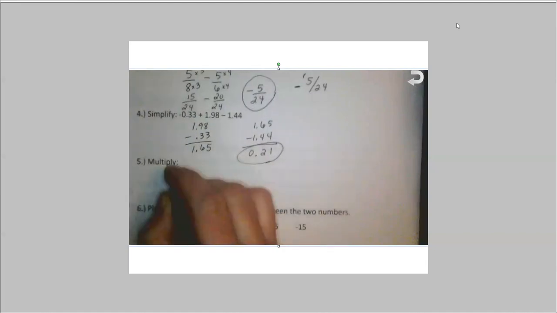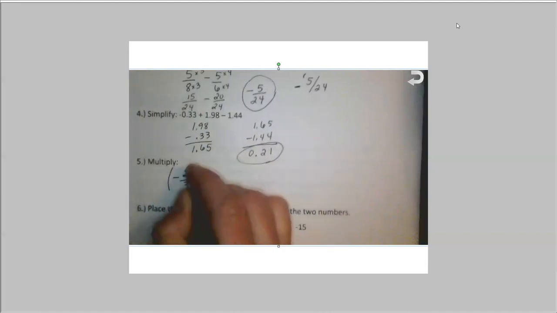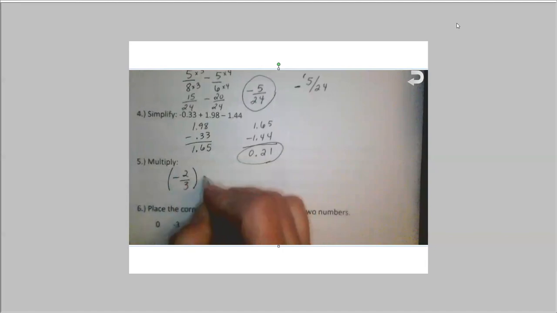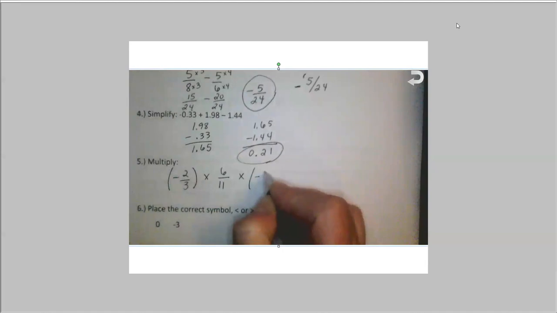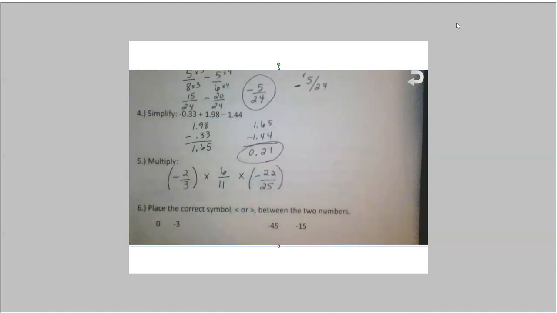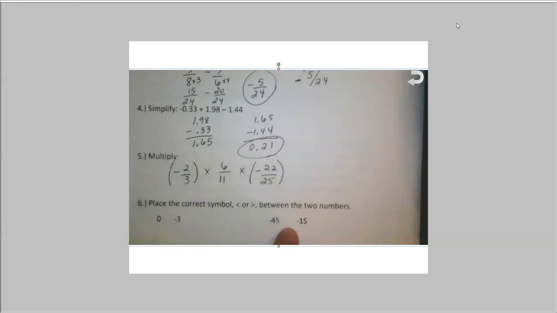All right, next I'm going to be multiplying some fractions together. Negative 2/3 times 6 over 11 times negative 22 over 25. Okay, of course when I multiply fractions, I'll multiply all the numerators together, and I can multiply all the denominators together to get my fraction, but we always want to reduce that to lowest terms. But it might be beneficial for me to try to reduce these fractions first and then multiply.